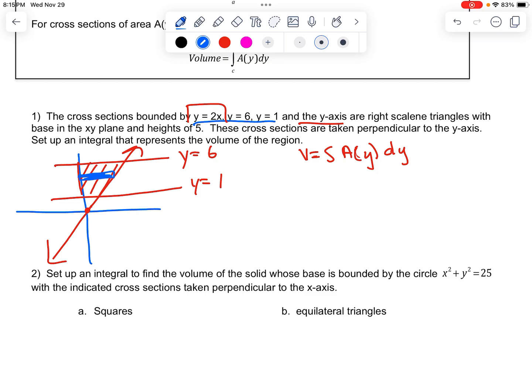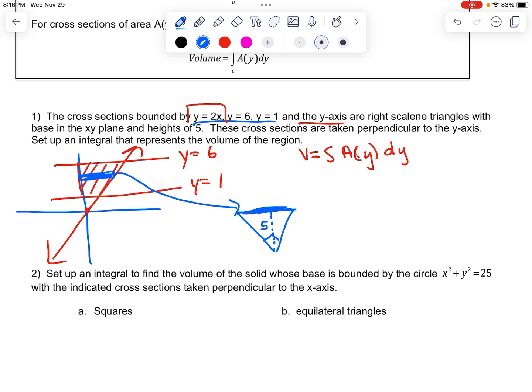And it says you are going to use right isosceles triangles with base in the xy plane. So what that means is this is the base of the triangle. So that's this side of the triangle. And then you have a right triangle that looks like this. So that's my right triangle. And we need to find the area of this triangle. And it tells me that the height of this triangle is exactly 5. So we know that is 5.